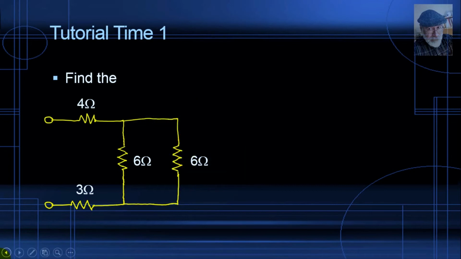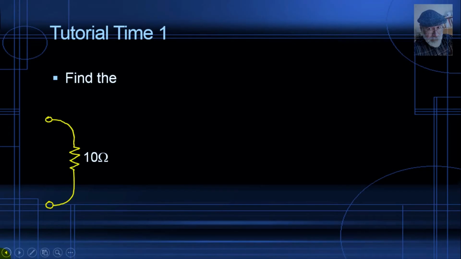6 and 6 are in parallel, and we know that 2 resistors of the same value in parallel are equivalent to 1 with half the value of either. So 6 and 6 in parallel are equivalent to a 3 ohm resistor, like so. 3 ohms. And finally, 4, 3, and 3 are in series. 4 and 3 is 7 and 3 is 10 ohms. That is the equivalent resistance of the whole group of resistors as seen by whatever circuitry we connect to those 2 nodes.